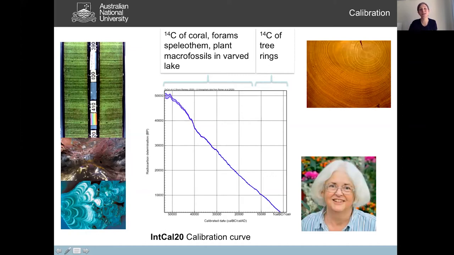So we also have things like speleothems. So these are your carbonate concretions that you get in caves. So this is a cave in China called Hulu. And we have radiocarbon records through these speleothems, which are then dated with another method called uranium series dating, in a similar way to, there's also corals in there as well.